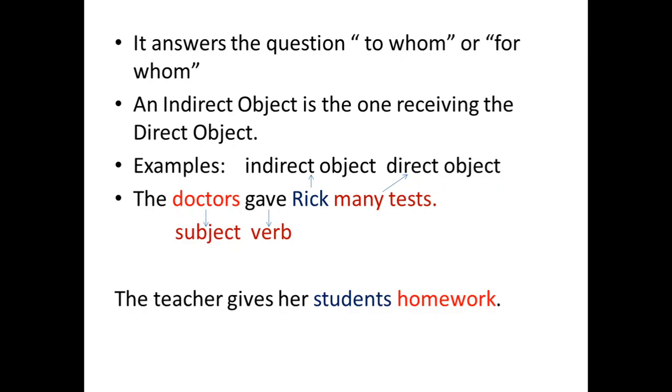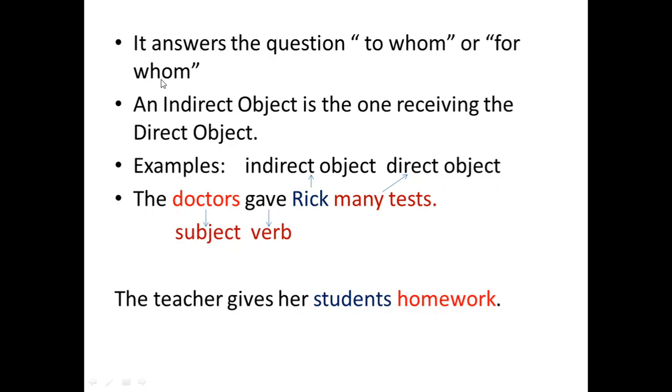Let's look at some examples. Or even before the example, let's look at the first point above. As I said, for direct object, we had what and whom to create a question with. But here, for indirect object, we will have to use to whom or for whom.